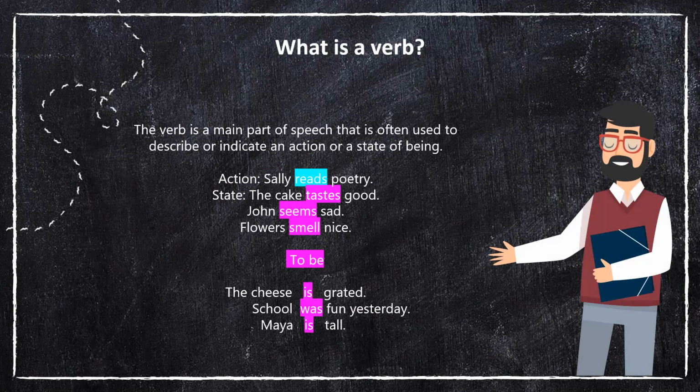We often use to be and the other state of being words to link the subject, so cheese, school, Maya, with an adjective or an attribute: grated, fun, tall. So we generally use state of being verbs to describe things, while we use an action verb to narrate things. We need both to communicate efficiently or even tell a good story, right?